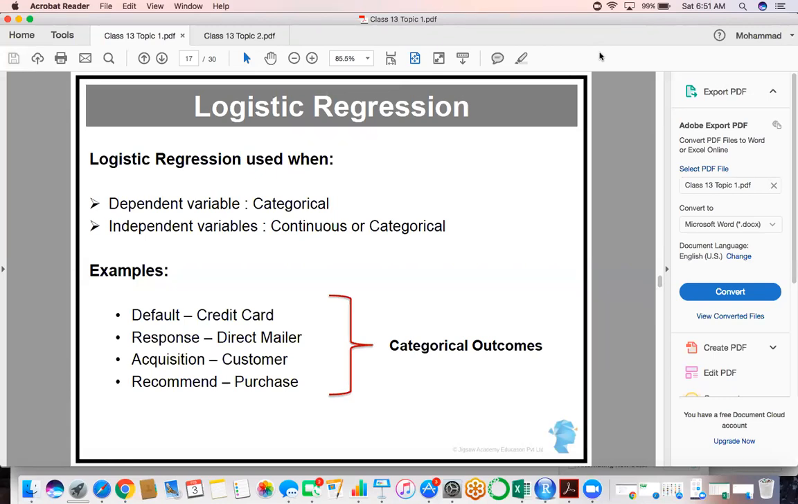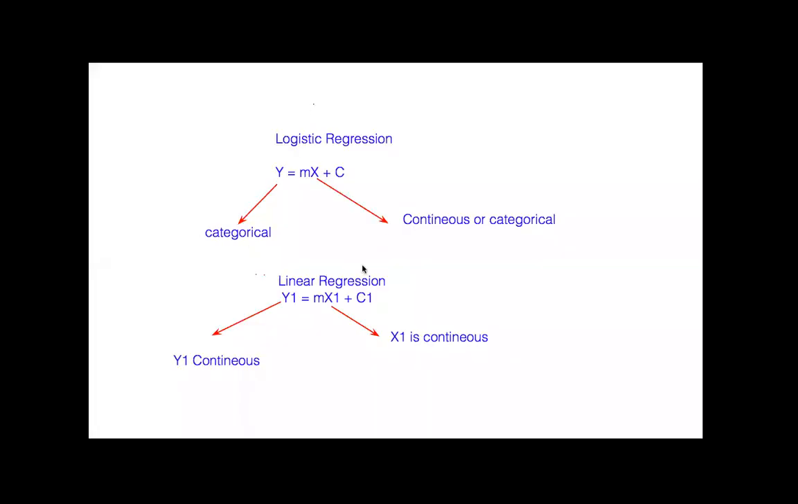Yeah, so there's one question: can the X variable also be categorical? I said yes. The answer is, you need to understand that X can attain any value. It can be continuous or categorical.